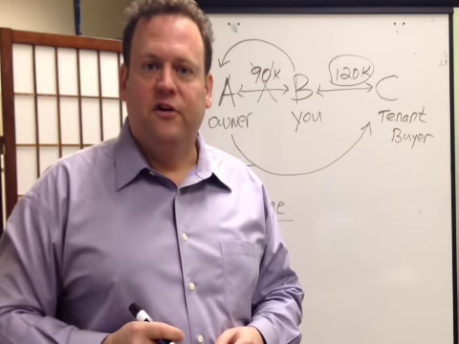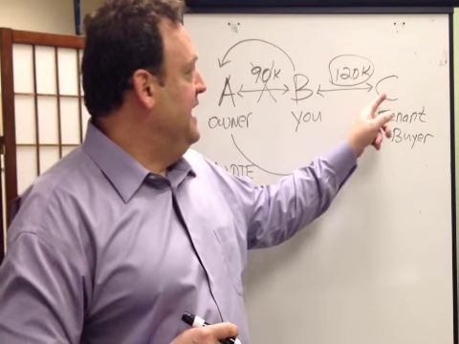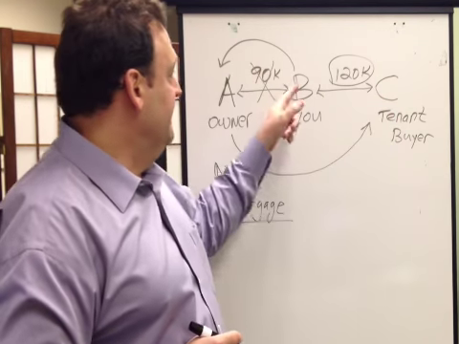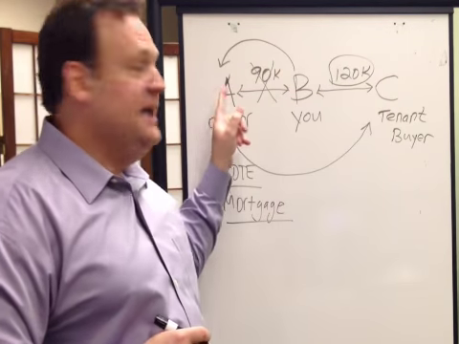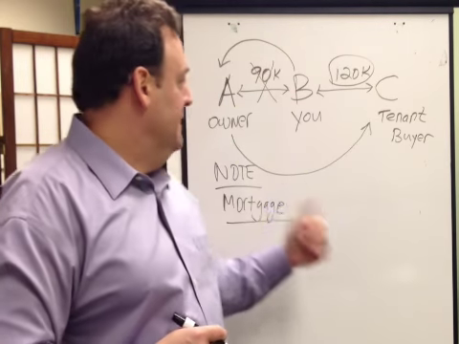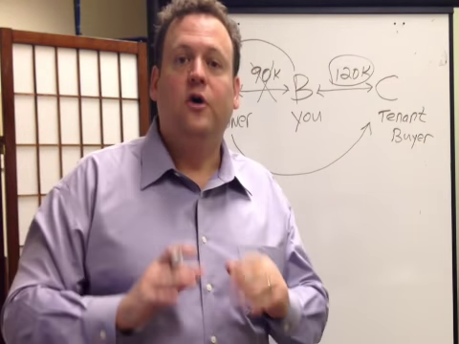So again, the reverse assignment. A and B have an agreement for 90, B and C have one for 120. You cancel the agreement with A, assign your agreement with C back to A, A closes directly with C, and you get the difference through a note and maybe even a mortgage lien on the property.